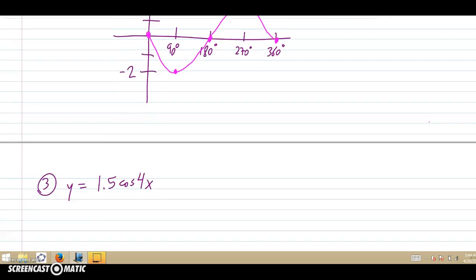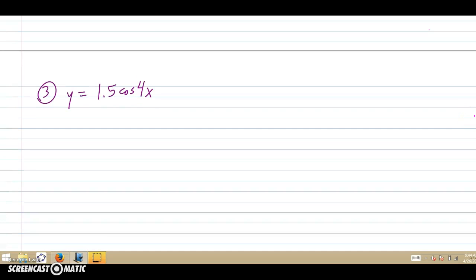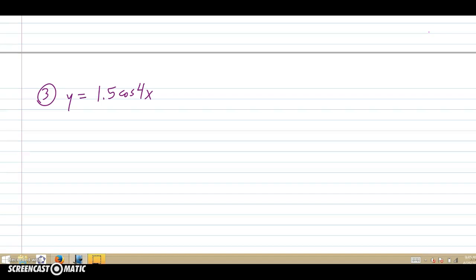Pretty good. Alright, y equals 1.5 cosine 4x. So again, let's start off by identifying our A, our B, our C, and our D. A is the number right in front, which in this case would be 1.5. B is the number in front of the x. That's a 4. C is what would be added on the front, which is nothing. D is what's added onto the x, which is, again, nothing. So again, no up, down, left, or right shift. That kind of makes life a little easier.